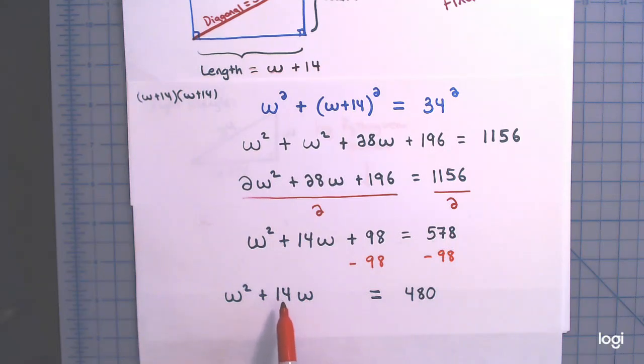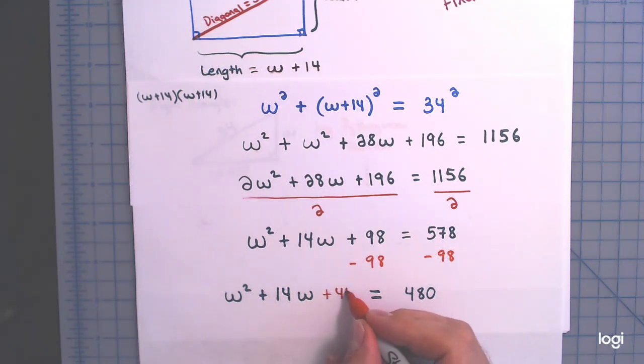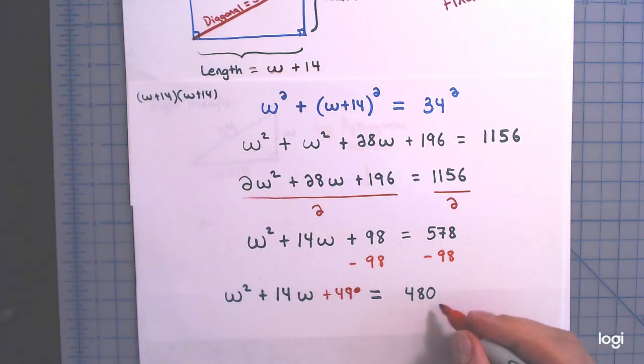Now completing the square, we have the 1w squared like we want. Take half of 14, which is 7. Right? 7 squared is 49. I'd be adding 49 to both sides. Sorry, ignore that blob. This is just 49. And I'm going to add 49 to the other side as well.